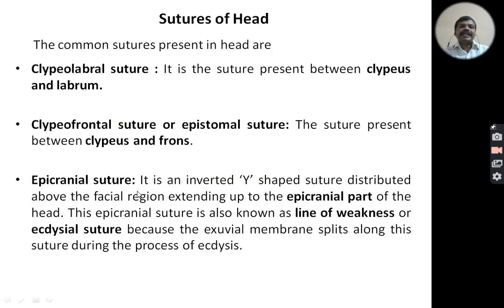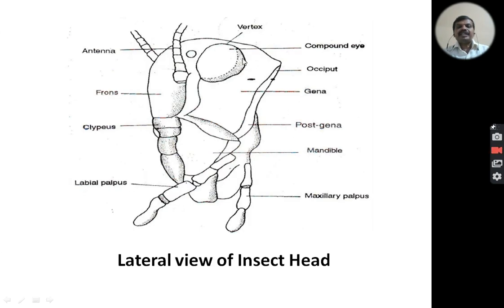The next is the epicranial suture. It is an inverted Y-shaped suture distributed above the facial region, extending from the epicranial part of the head. It is always present at the epicranium. Here you can see the inverted Y-shaped structure and the epicranium. Next to the frons there is a vertex. The vertex is present in between the compound eyes. Next to the vertex there is the cranium, the epicranium. It is an inverted Y-shaped structure present on the dorsal side of the head.